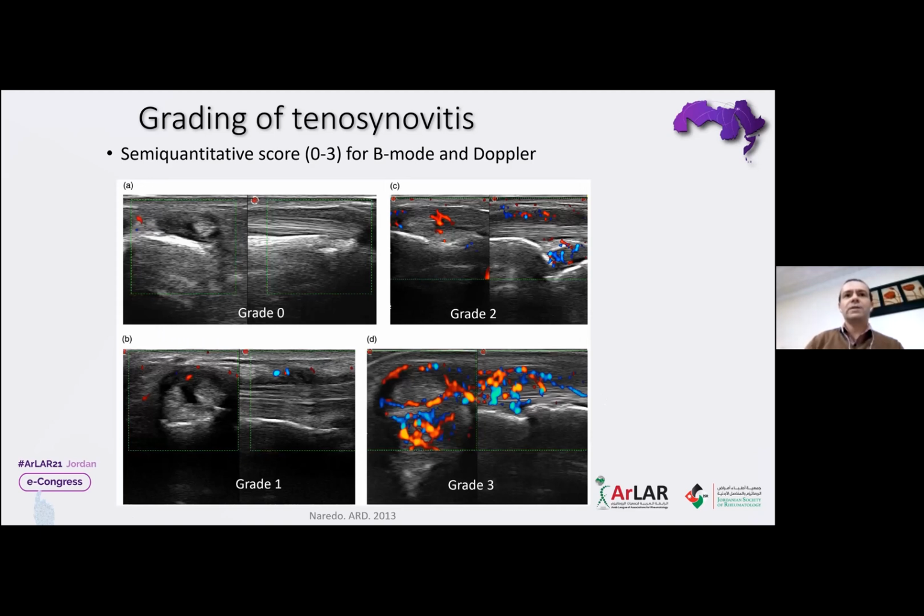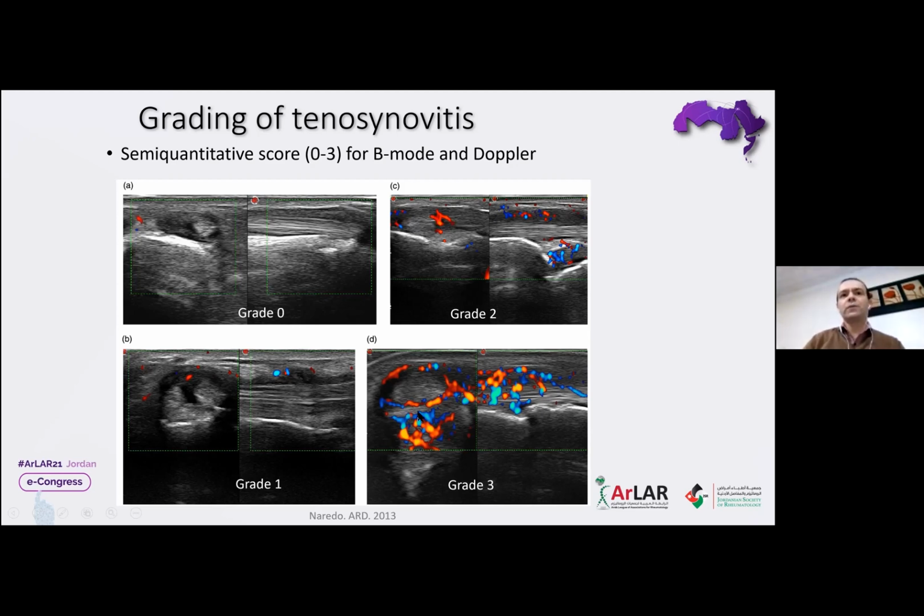We have the same classification with the same semi-quantitative score when we are dealing with Doppler mode. So grade 0 is when we have no Doppler spots inside of the tendon sheath. Grade 1 when we have only 1 or 2 or a maximum of 3 spots on the tendon sheath. Grade 2 for Doppler is when we have many spots, but not exceeding half of the surface of the tendon sheath. And grade 3 is when we have too many Doppler spots that cover more than half of the surface of the tendon sheath.